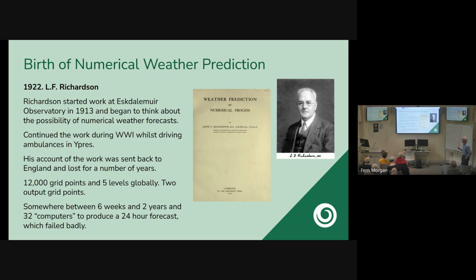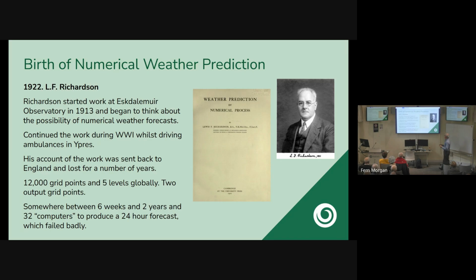He developed a method, in principle, for taking the equations that describe the motion of the atmosphere and computing a weather forecast. And in fact, he wrote a first draft of his book, which was eventually published in 1922, and he sent it back from the front line wherever he was, and it got lost. It was years later that it was rediscovered and eventually published.